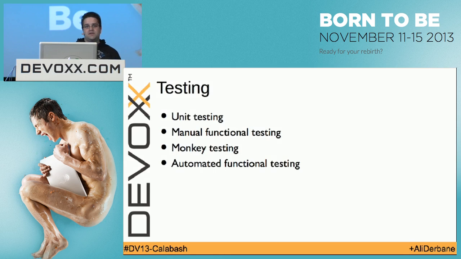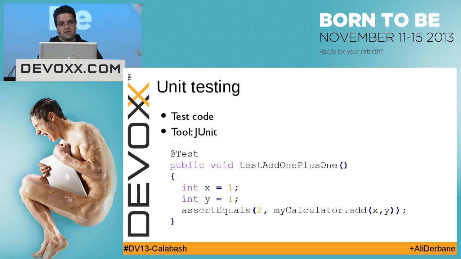There are some things, this is not the whole list, but there are some things that you can do to prevent stuff like this from happening. So you can do unit testing, manual functional testing, monkey testing, automated functional testing, and we'll go into the details in a second.